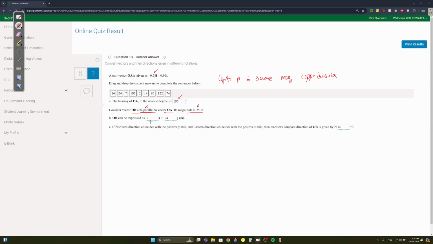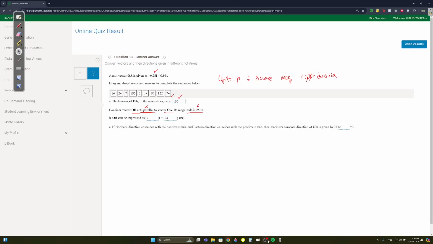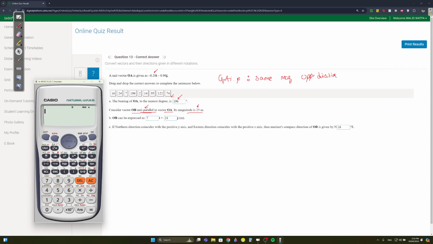OB can be expressed as... Oh, okay. They want you to find OB. Wait, did I skip part A? How do we find the bearing? To find the bearing, they're basically asking us first to find the angle. We need the angle, right? And how do we find theta?